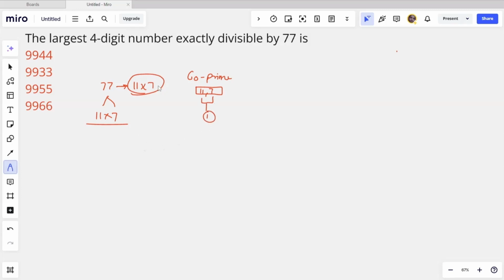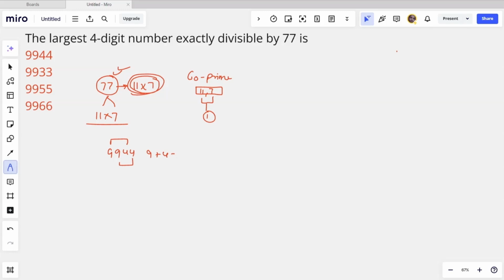Okay. So if a number is divisible by both of these numbers, it means that particular number will also be divisible by 77. Okay. So let's try to check each option whether it is divisible by 11 and 7 both or not. So 9944. Okay. Firstly, we will check whether it is divisible by 11, and I will apply the divisibility rule of 11 to check whether it is divisible or not. So we will extract all odd position digits and even position digits.